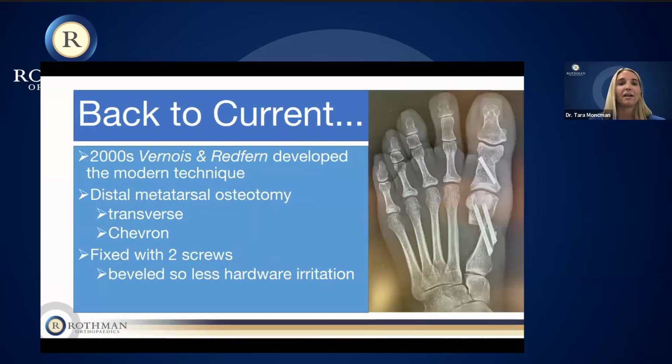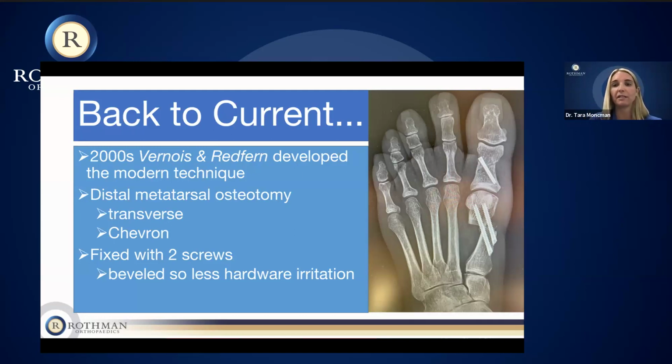But then these two surgeons, Vernois and Redfern, in the 2000s, developed the modern technique, and that's what we're using now. It consists of a distal metatarsal osteotomy, meaning a bone cut here at the metatarsal neck. It can either be done transverse, which is what I do. It's a straight cut across, and that allows me to change the rotation of the head as well.